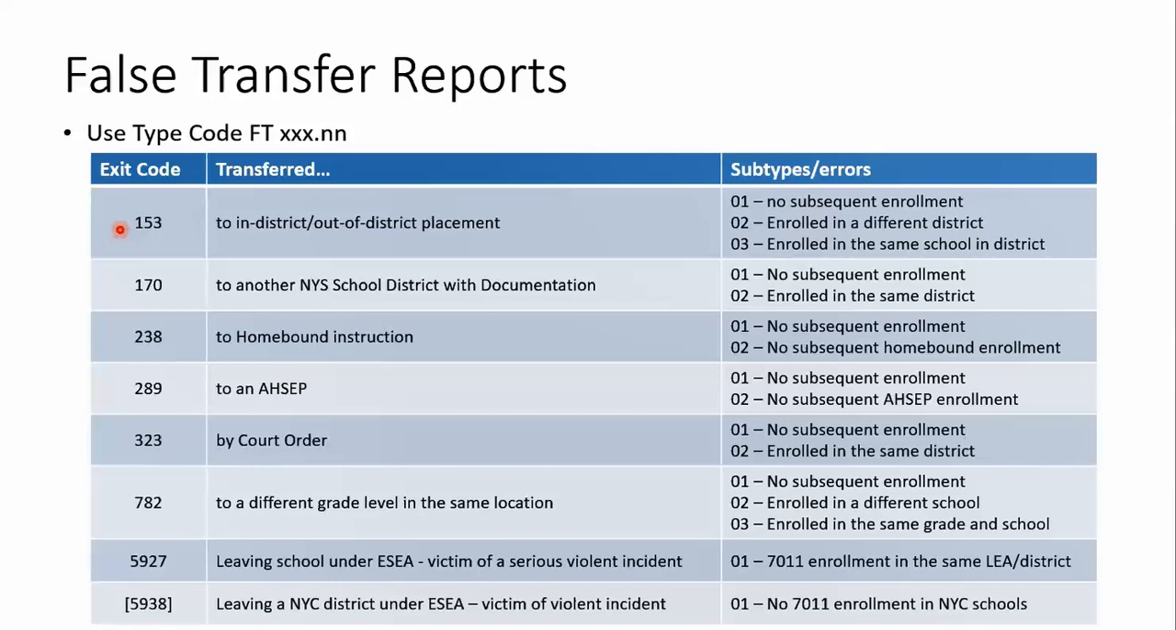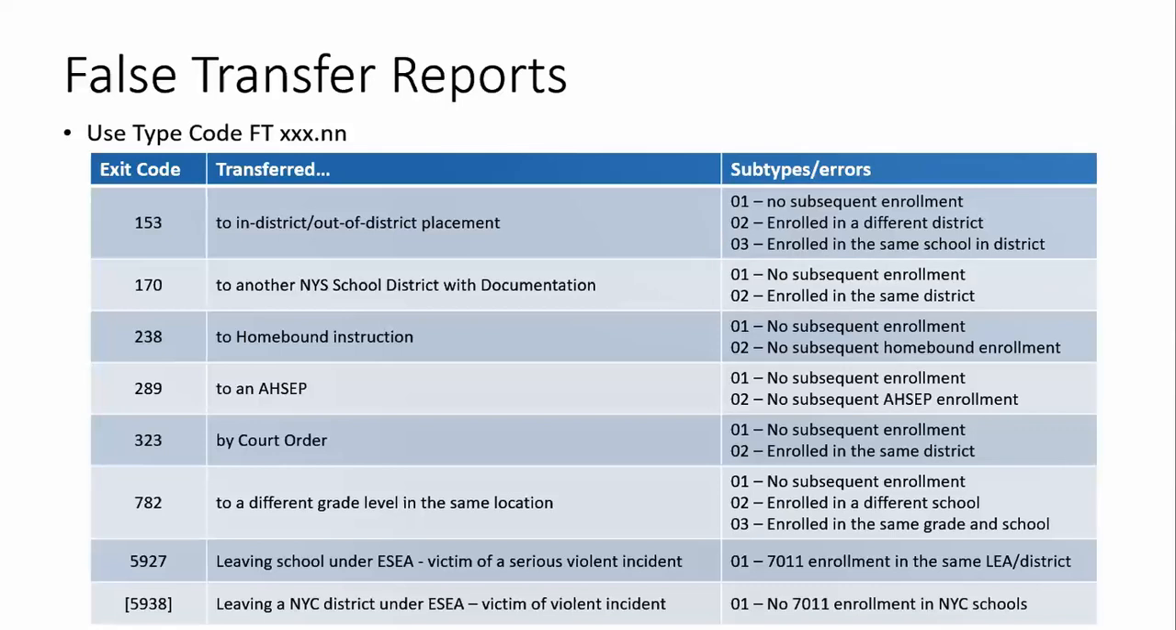If the student then shows up as enrolled in another school district, that would obviously be an error also because that's not where they're supposed to be. That's not where you told them they were going to. And then if you actually enroll the student back in the same building, that also would generate an error.